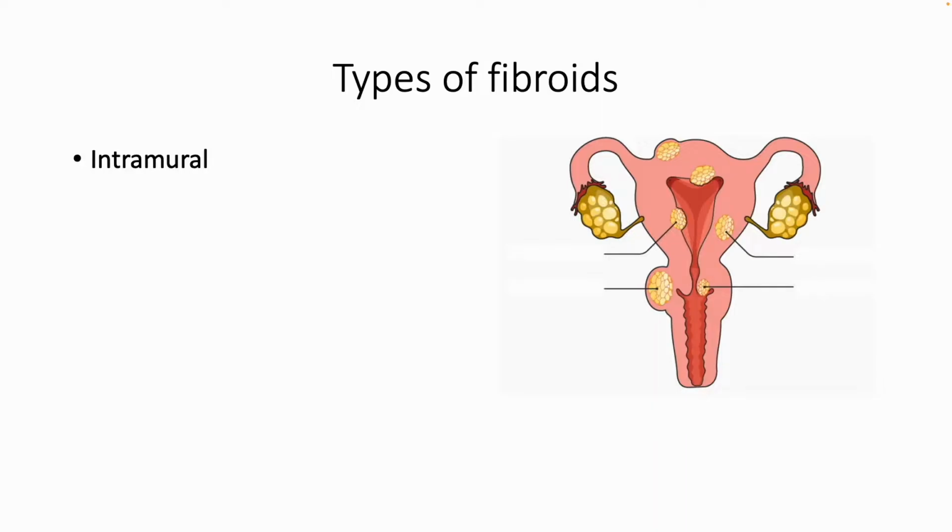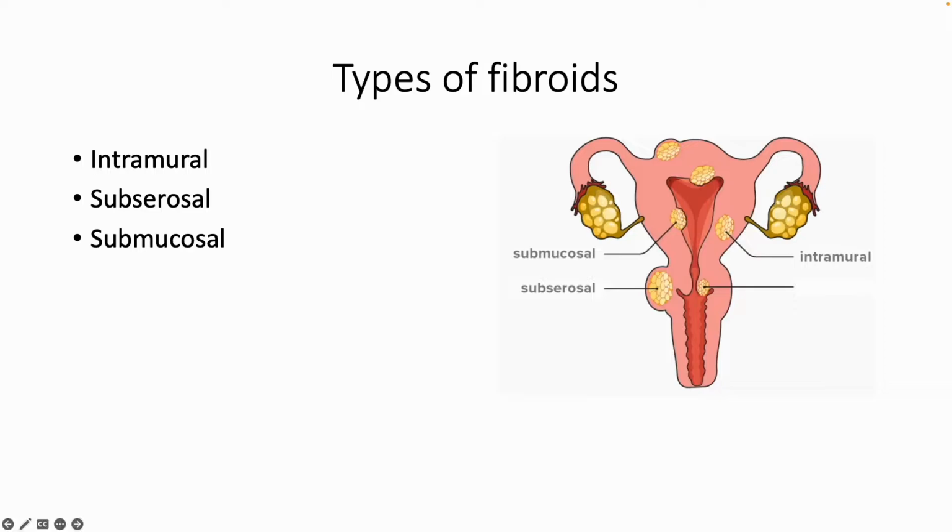So the first one is an intramural fibroid, which you can see on the diagram here, and it grows within the myometrium, meaning that as it grows, it can change the shape and distort the uterus. The next one is a subserosal, which can be seen here, and it is found just below the outside layer of the uterus and can grow outwards, fill the abdominal cavity, and get rather big.